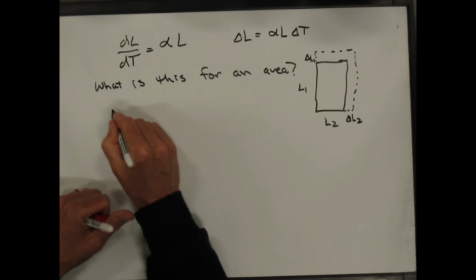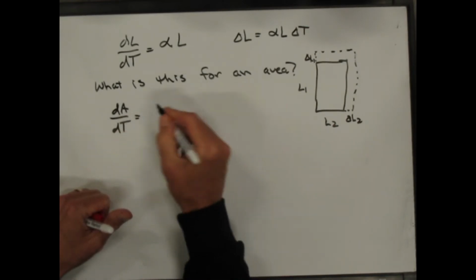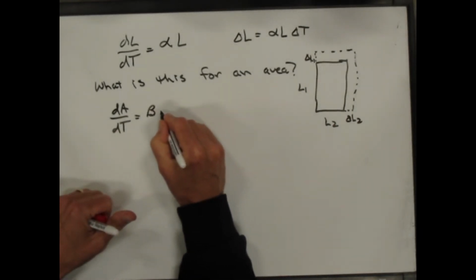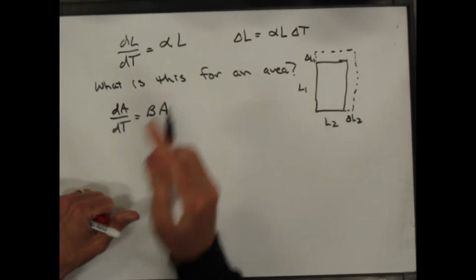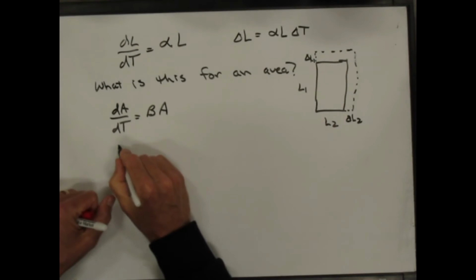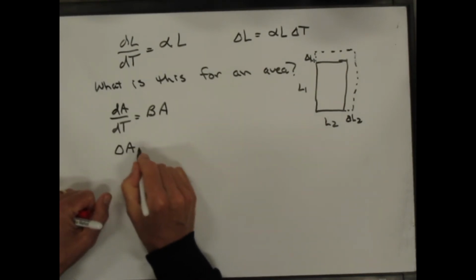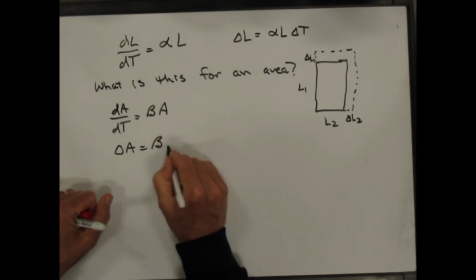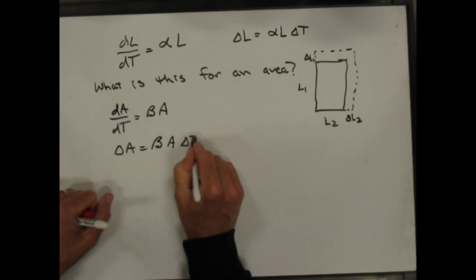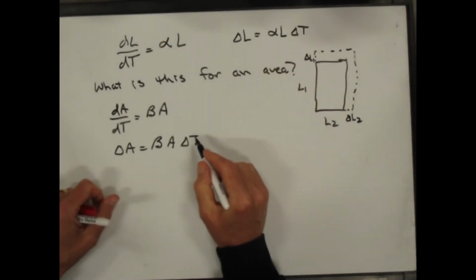what we want to say is, look, dA/dT, d area d temperature, is equal to some quantity beta times the area. And so that means that delta area is equal to beta area delta T. And I want to relate this beta to that alpha. That's kind of my goal here.